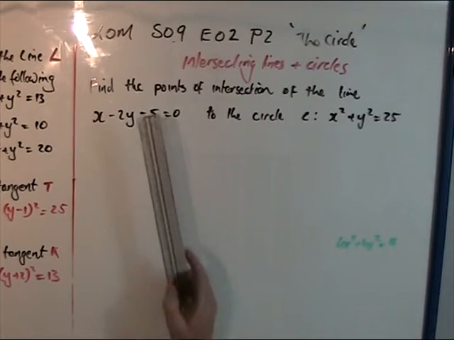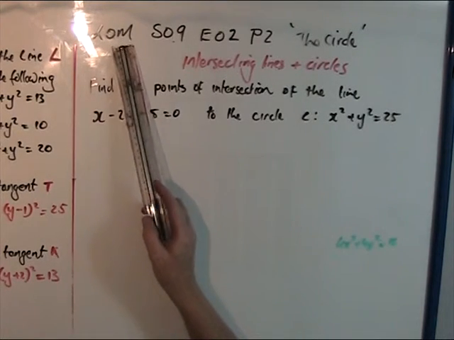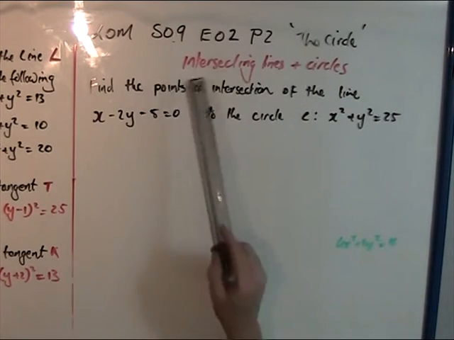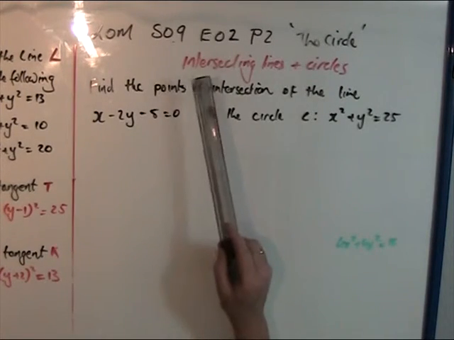Now my name is Michael and it's Leaving Cert Ordinary Level Maths Series 9 Episode 2, Paper 2, The Circle. Intersecting lines and circles.